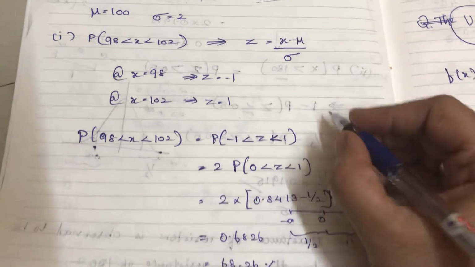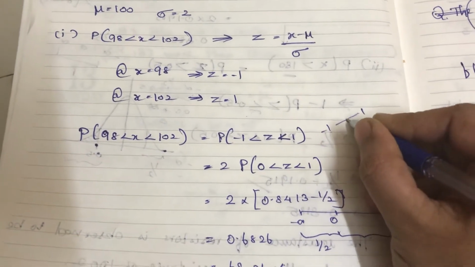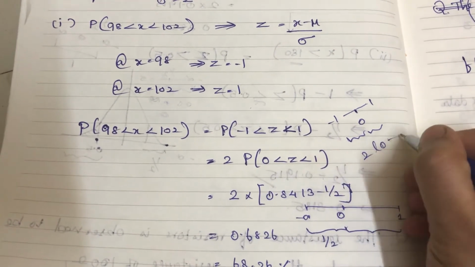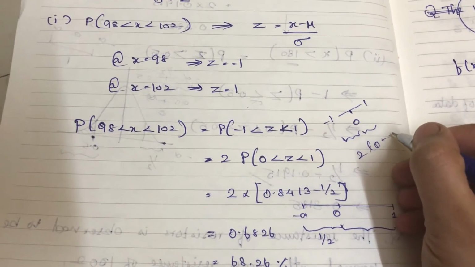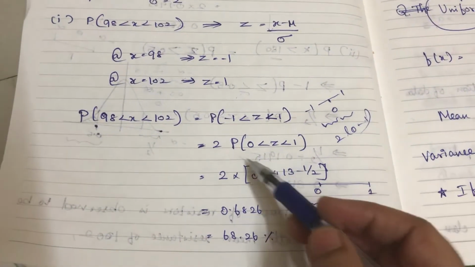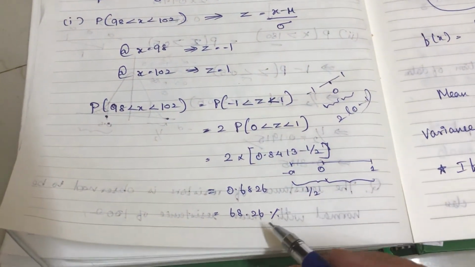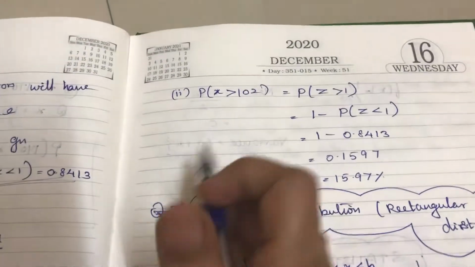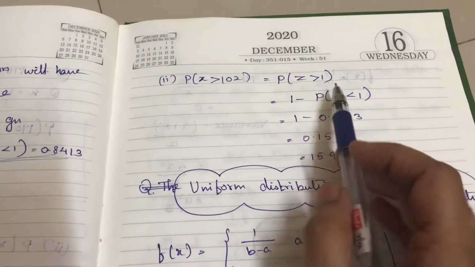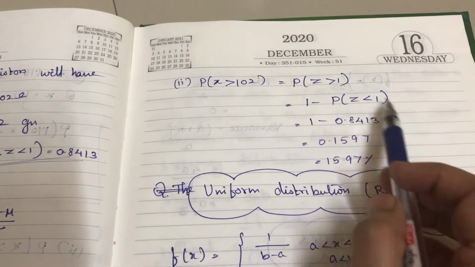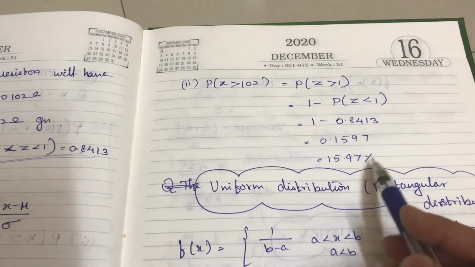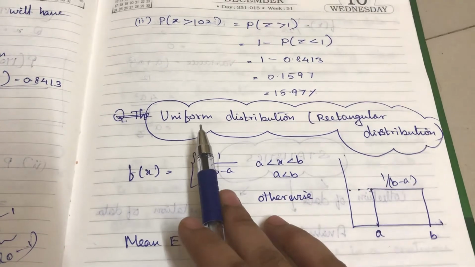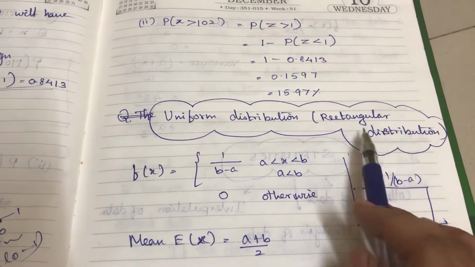I can easily rewrite this minus 1 to 1, where the center will be 0, as 0 to 1, right? So this is what happened here, and we will get the answer. Just write it in percentage, 68.26%. And the other condition, x greater than 102. We can rewrite this and you will get the answer as 15.97%.